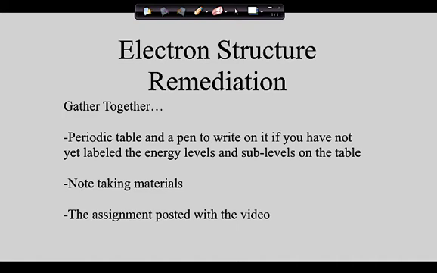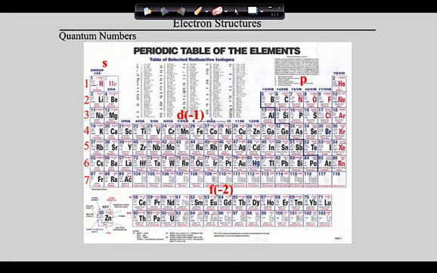So in order to get started, we're going to help you step through labeling your periodic table. Grab your periodic tables and the pen or pencil that you're going to use to write on there, and you'll notice in red that we've already labeled the periodic table just as we did in class. Down the left-hand side, you're going to need to label the energy levels on your periodic table, which range from 1 to 7.